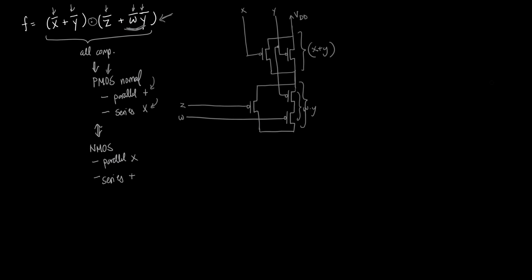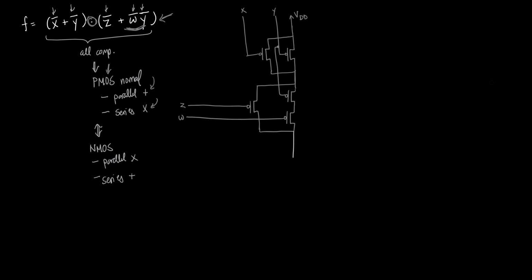And so this whole big piece here is going to actually be z plus w times y because we've put those two smaller pieces in parallel with each other. And then these two big pieces are in series with each other. So we're multiplying them together, which accomplishes that multiplication in the middle. So that's how we would do the PMOS part of this. So now with that out of the way, we can start to construct the NMOS part.